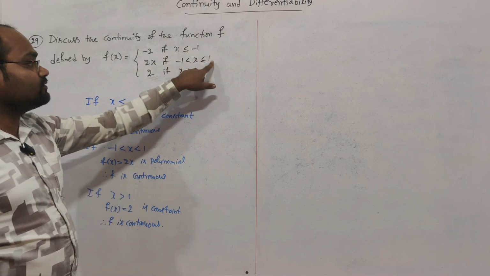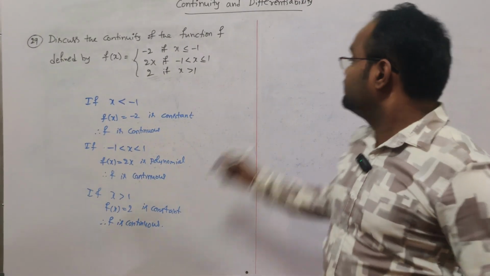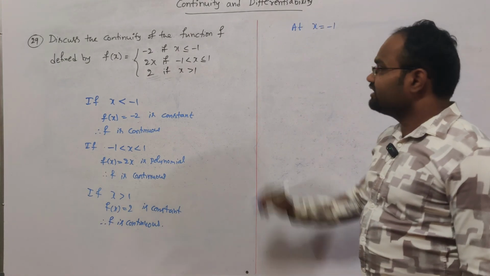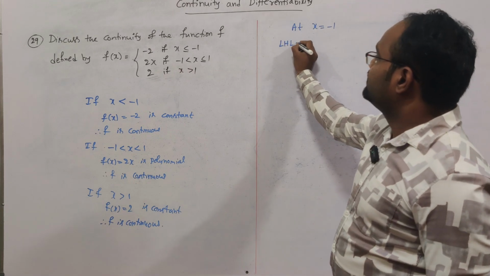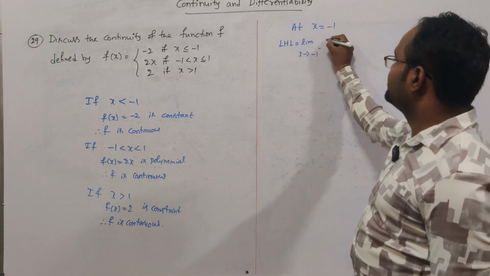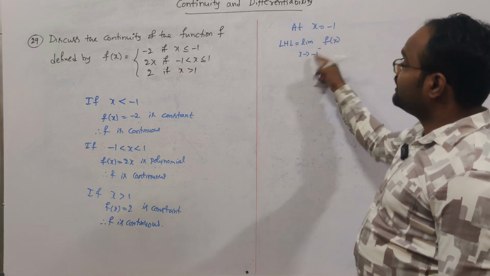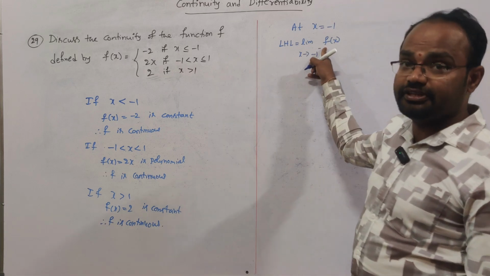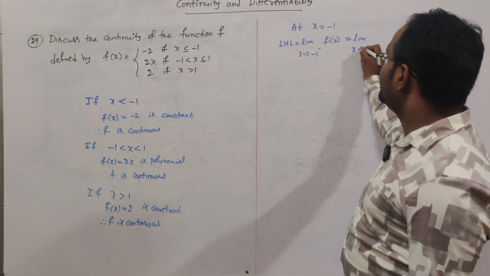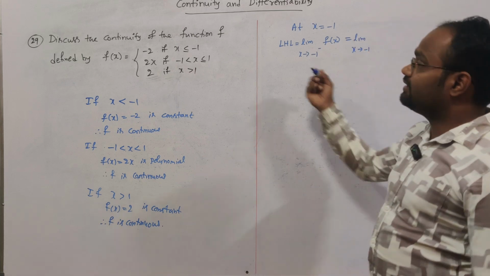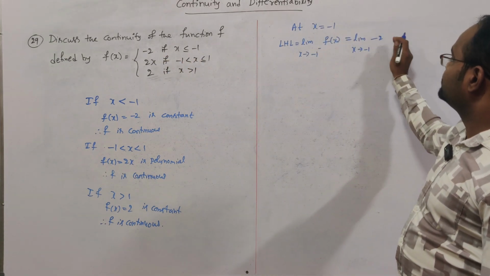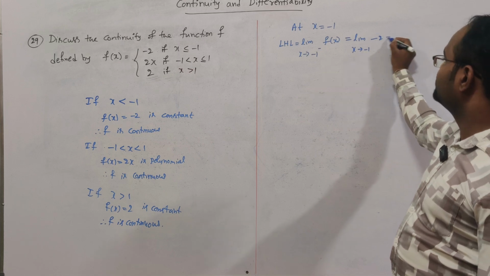So for all other regions it is continuous. Only at x equal to -1 and x equal to +1 we have to check. Let us check at x is equal to -1. What does LHL become? LHL will be limit as x tends to -1 minus f of x. What does that mean? Less than -1. For less than -1 the function is -2. So we will get -2.